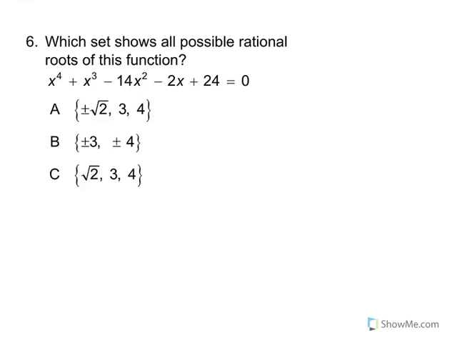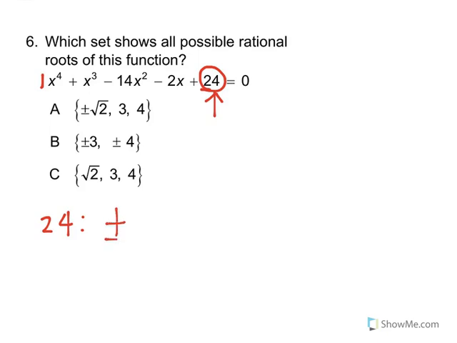Number 6 says, which set shows all possible rational roots of this function? To list the possible zeros, we look at the last number, since the coefficient in the front is 1. We only look at the last number. So what are the possible factors of 24?